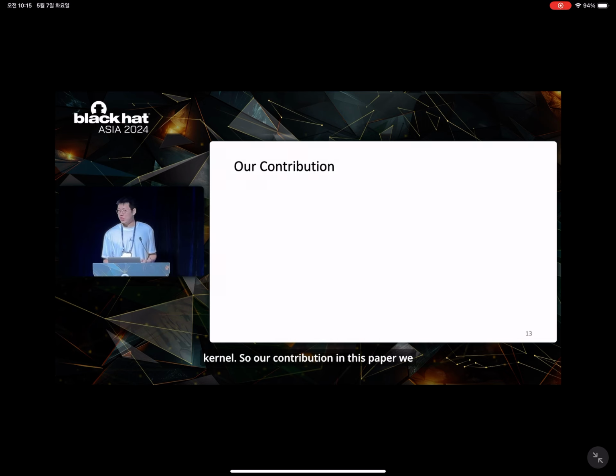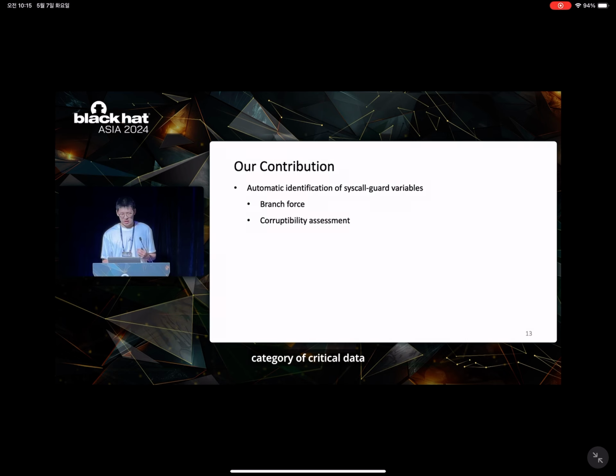So our contribution. In this paper, we first identify an important category of critical data called syscall guard variables. And we designed BranchForce to identify them. And we also assess their probability because in previous work, they just assume there is an arbitrary memory write primitive, but we want to assess their probability to see whether these variables indeed can be corrupted.